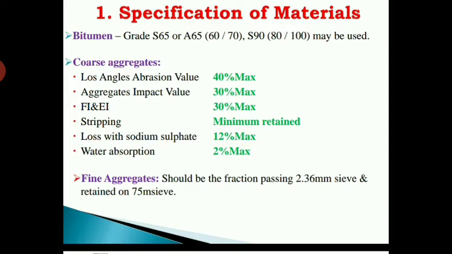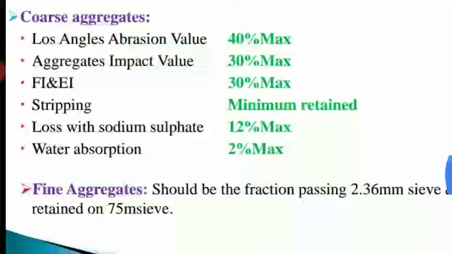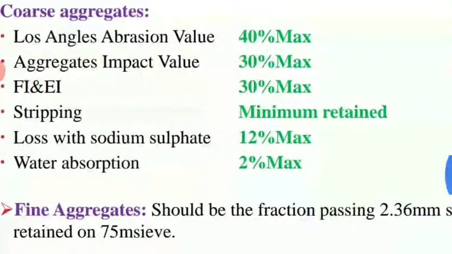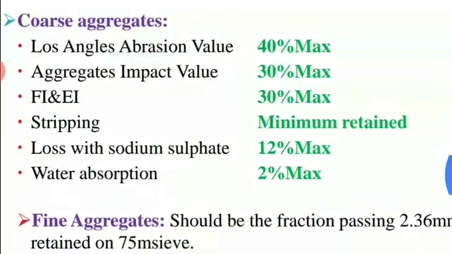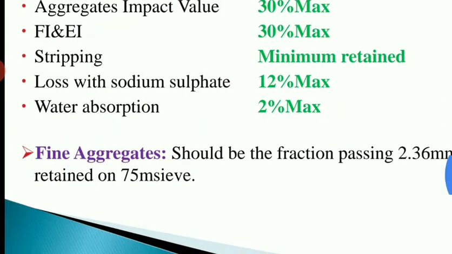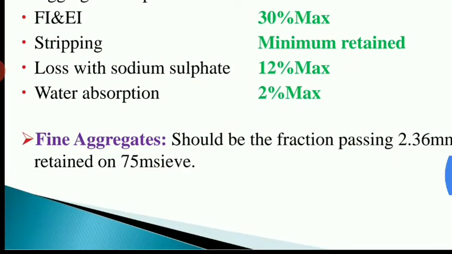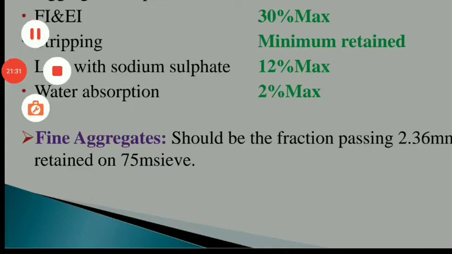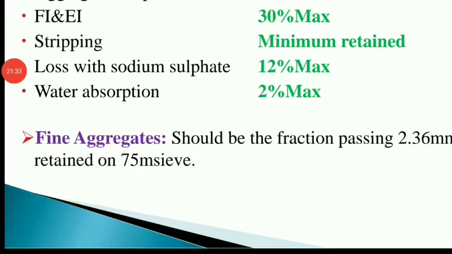And here the coarse aggregates should follow the standard limitations, that is Los Angeles abrasion value maximum 40% is allowed, and the aggregate impact value maximum 30%, and for flakiness and elongation maximum 30%, and for stripping the minimum retained content we need to achieve, and loss with sodium sulfate is 12% maximum, and water absorption should not be more than 2%.